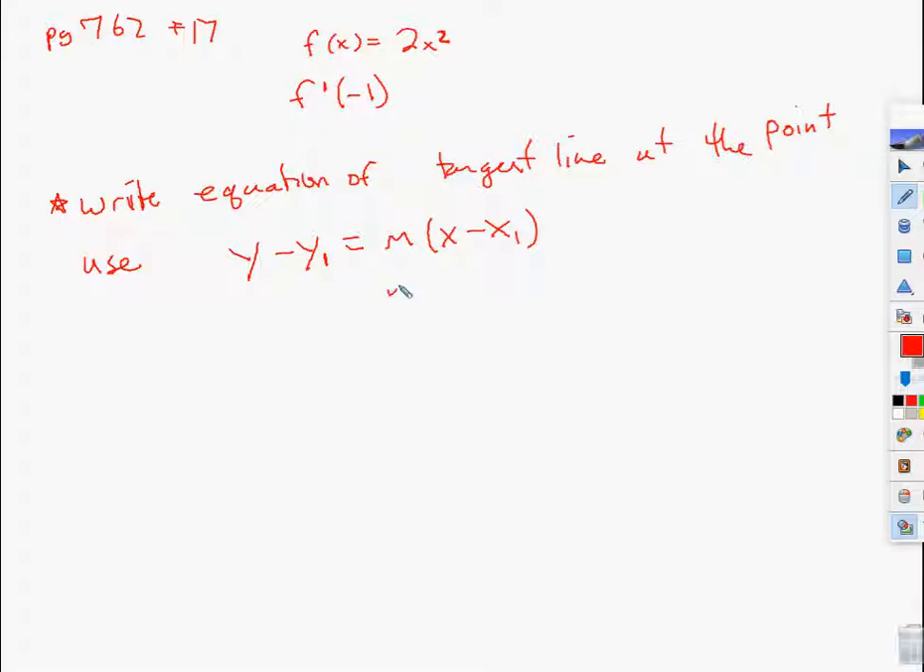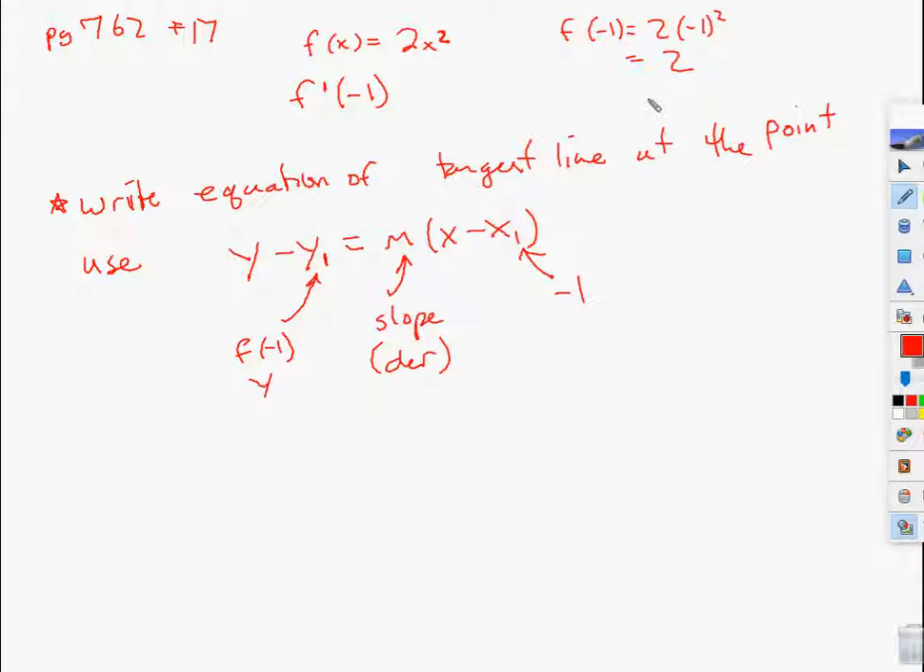And in order to do that, m is going to be our slope. So we're going to need to use our derivative to get that. And x1 and y1, x1 is our point, so that's going to be -1 in this case. And y1 is going to be f of -1. That's the y value. So let's figure that out. What is f of -1? Well, that's going to be 2 times -1 squared, which is a 1, so that's a 2. So we're doing this at the point -1, 2.